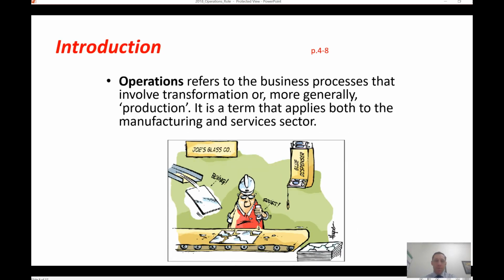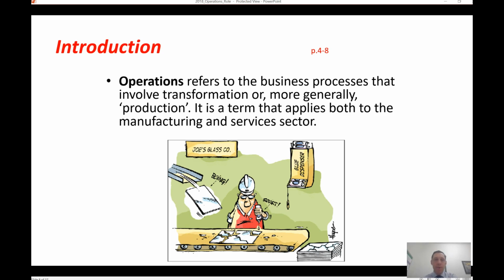First and foremost, as a bit of an introduction to operations, as you would remember from Year 11 Business Studies, given it was covered a couple of times, particularly with respect to your business plan assessment task where you needed to consider operations, but then also in the last topic where we touched on operations again, operations relates to those processes in the business that involve the transformation or really the production of goods and or services.